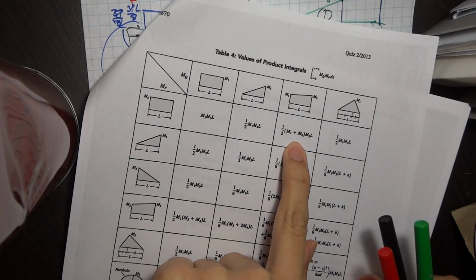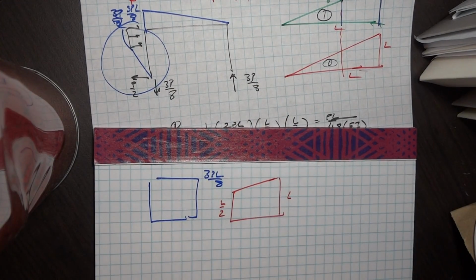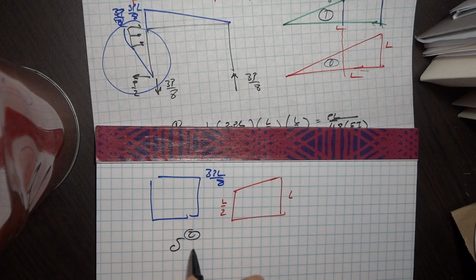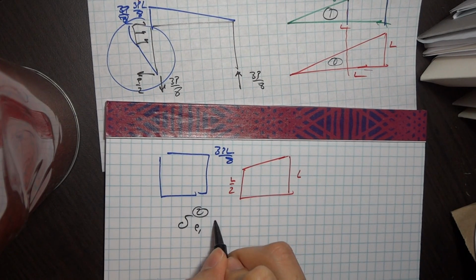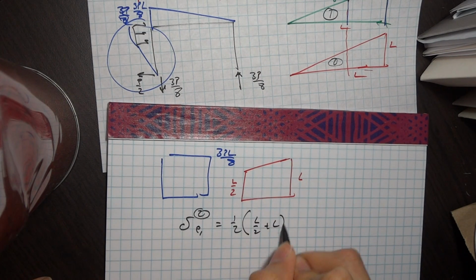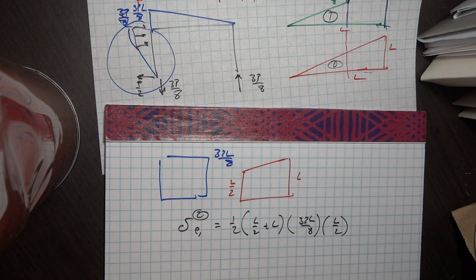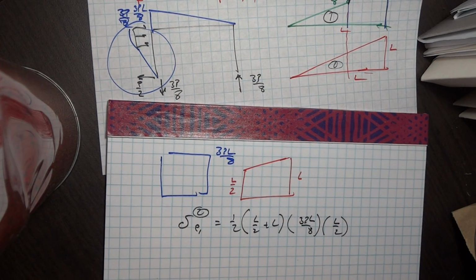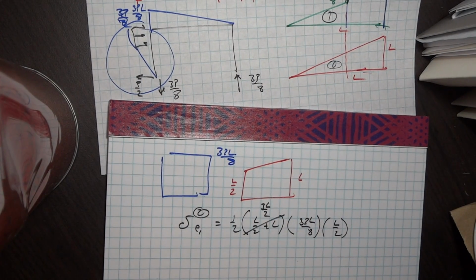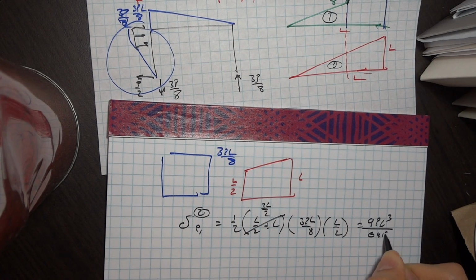A rectangle times a trapezoid. It's going to be the average of the trapezoid bases times the height of the rectangle times the length of both shapes. Let's call that 2. So delta P12 is equal to 1/2 times L on 2 plus L, times 3PL on 8, times L on 2. Let me just double check that I have the right values in there. This all looks good. This is going to become 3L on 2. If I multiply this all out, I'm going to get 9PL cubed on 64 EI.